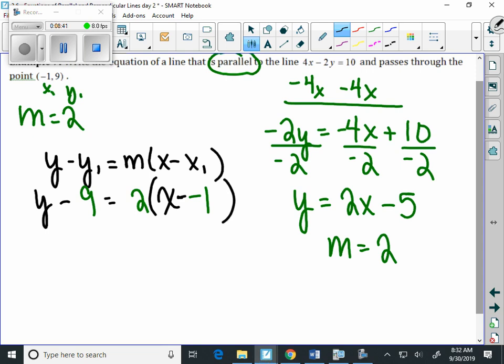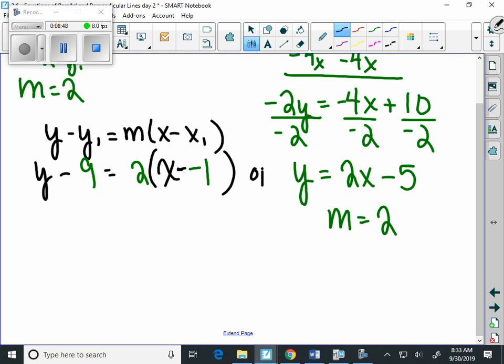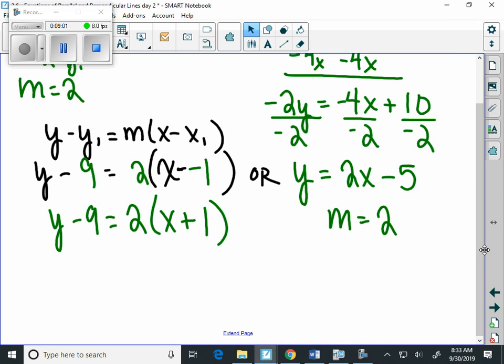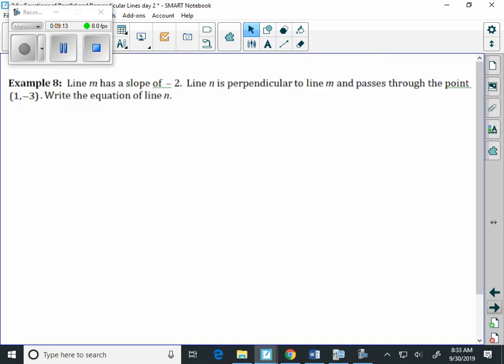Again, you can leave this in that format. And sometimes you may need y minus 9 equals 2 times x plus 1. Minus the negative gives us plus a positive. Ultimately, what's important here is knowing how to find the slope and knowing what kind of slope you're working with, parallel or perpendicular.